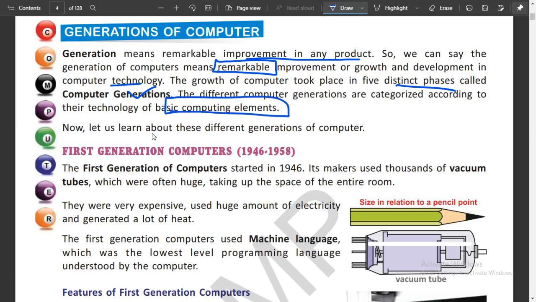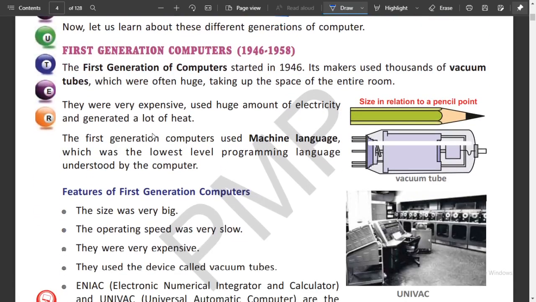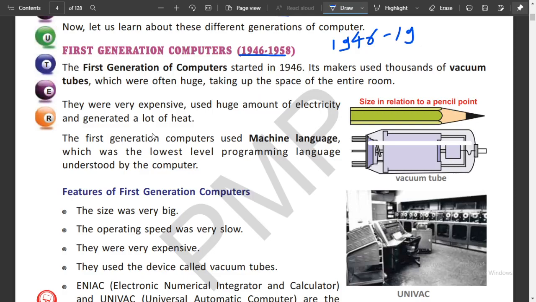The different computer generations are categorized according to their technology. So how will you differentiate that this is the first, this is second? You will see which technology is used. Now the first generation computer. First generation computer was made from 1946 to 1958. This is a time period. After 1958, the production of first generation computer was finished. It means that after 1958, there was no company that made first generation computers. Nobody was using it. Okay.